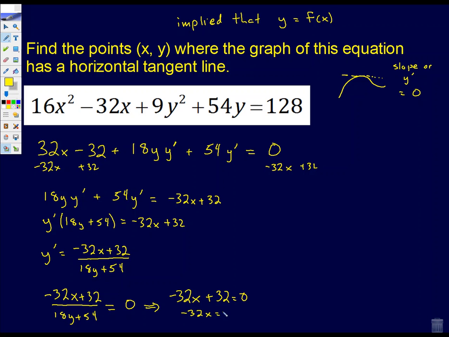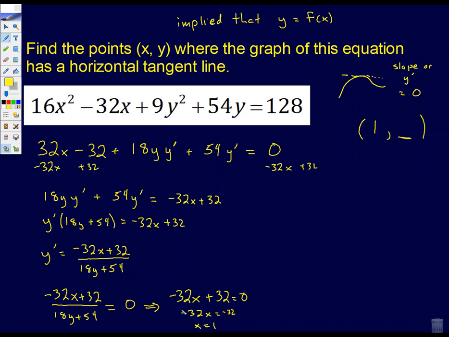-32x would equal -32. I'm subtracting 32 from both sides. And x is going to be +1. Okay, so we're most of the way done. I now know that in the answer to the question, I'm going to start putting the ordered pair up here. The ordered pair has a 1 for x, but I still don't know the y value.